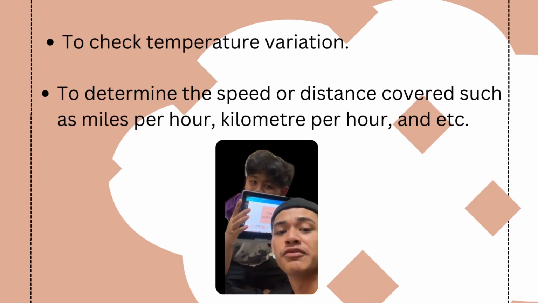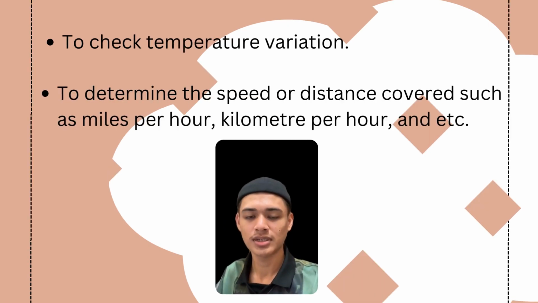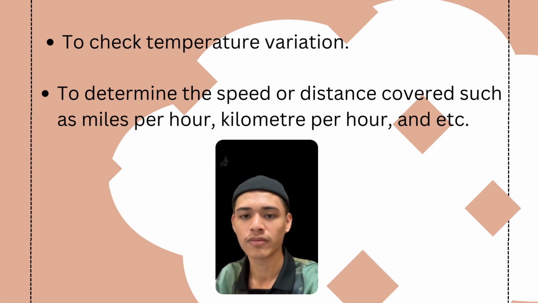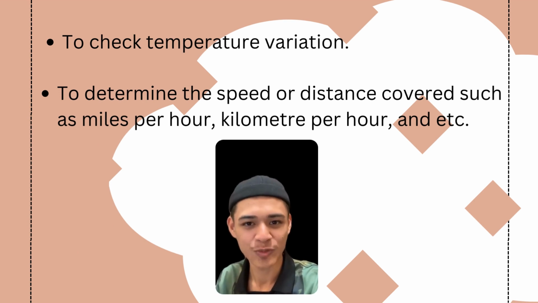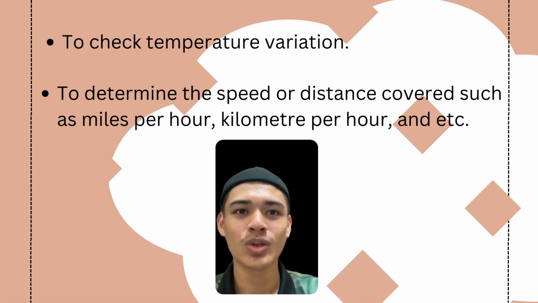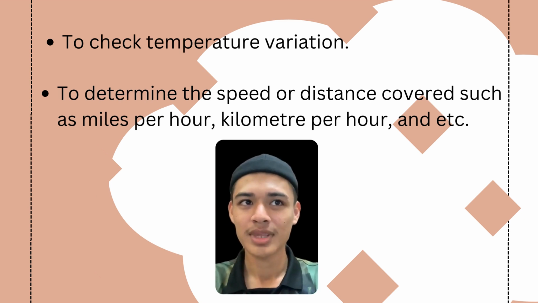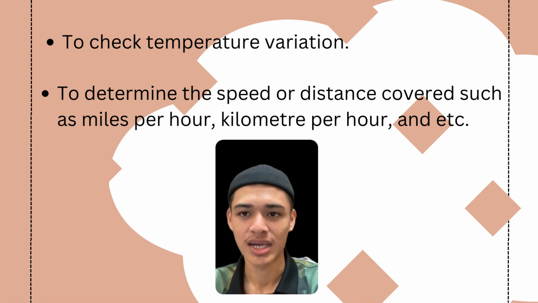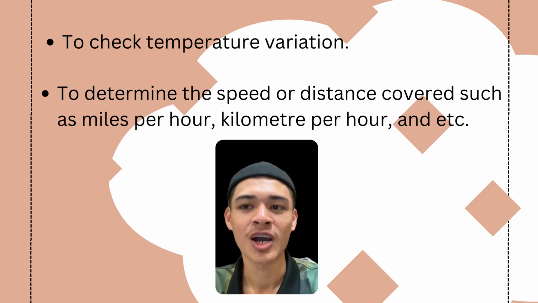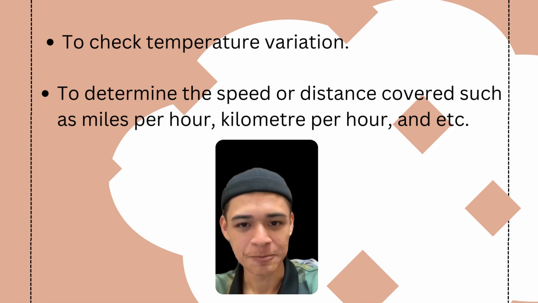Example of differentiation. Some examples of differentiation that we get are, such as to get temperature variation and to determine the speed or distance covered, such as miles per hour, kilometer per hour and etc.